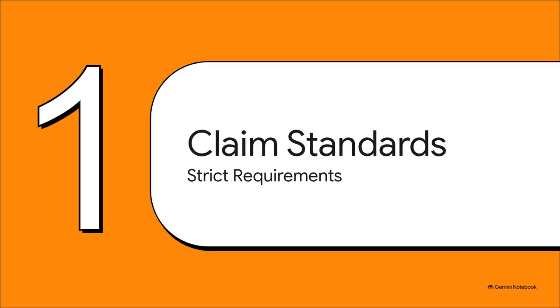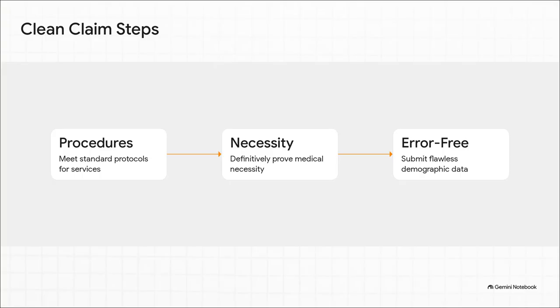All right, Section 1, Strict Claim Standards and Clean Claim Requirements. So, at the very first stage of the claim lifecycle, before a claim can even enter Medicare's system, when its status is literally just pending submission, it has to hit absolute perfection across 3 critical steps. You think you can skip one?